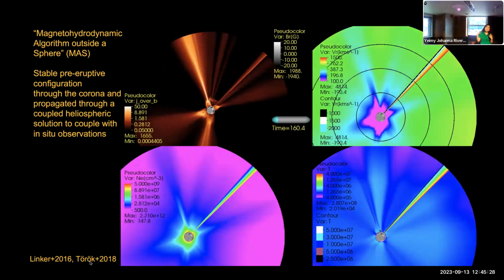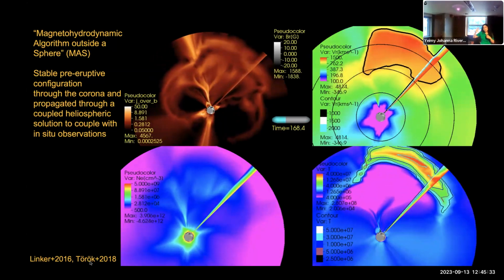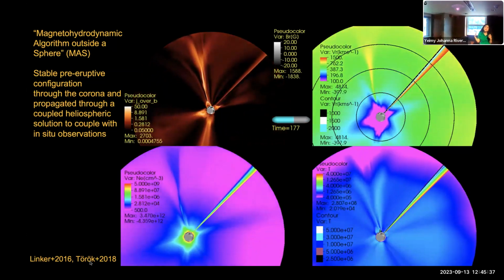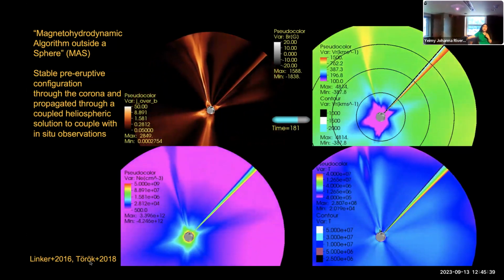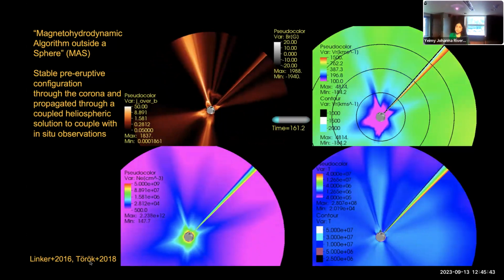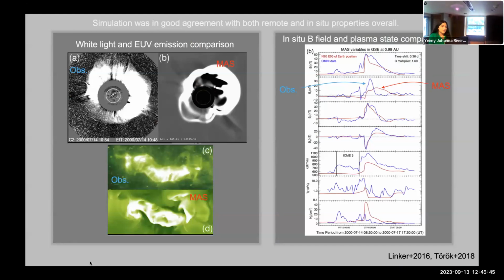They started from a stable pre-eruptive configuration in the corona. They drove an eruption through the coronal domain that was then coupled to a heliospheric solution and propagated all the way to L1, near the Earth, so they could compare both the remote sensing and in situ observations of the Bastille Day event. And very quickly, generally, they did a fairly good job at reconstructing the Bastille Day observations.